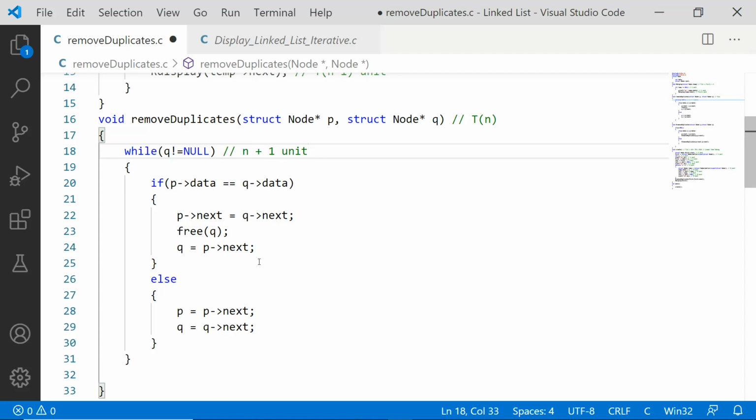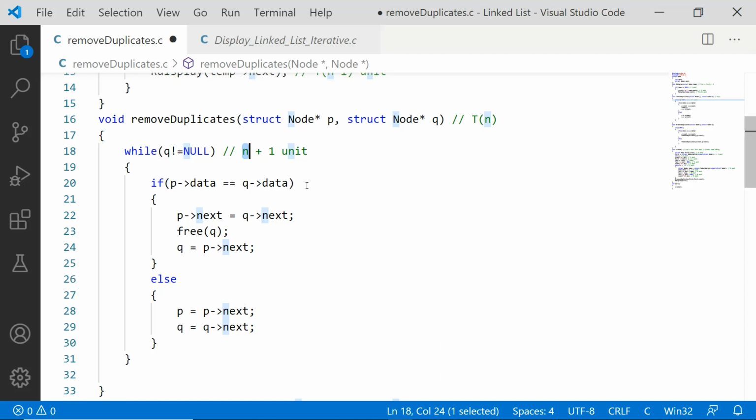Coming inside your while, whatever is inside will be executed exactly n times, because when it is null it will not enter inside, so the plus 1 for null does not apply. Only for n elements will it enter inside. So each and every line will be executed n times.